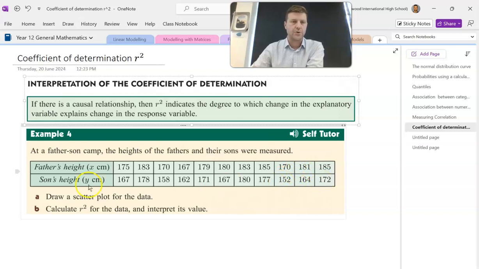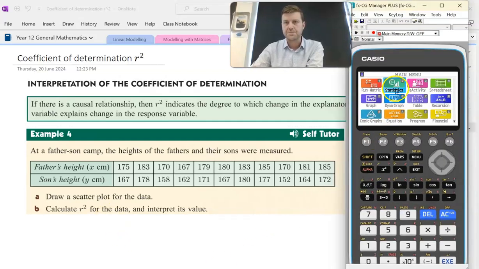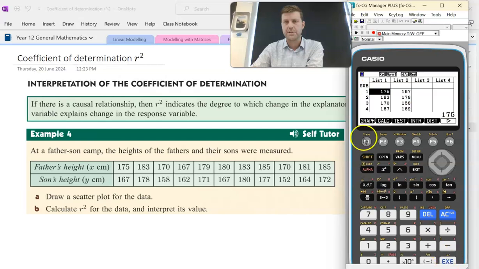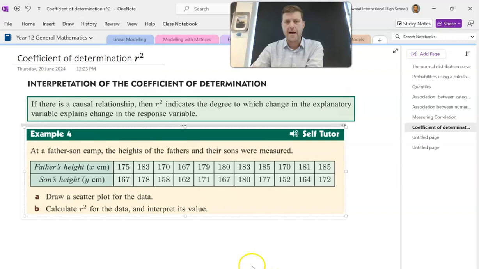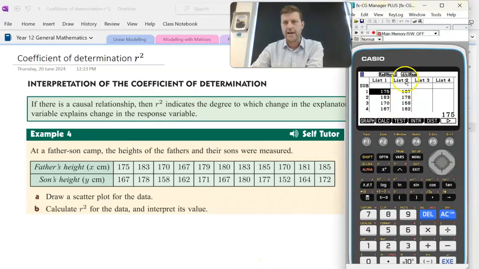What we're going to do to draw the scatter plot is use our graphics calculator. In the stats function of our graphics calculator, we're going to input in list 1 our explanatory or X variables, and in list 2 we're going to list our response or Y variables. It's important to get that the right way around, and I'll show you why.